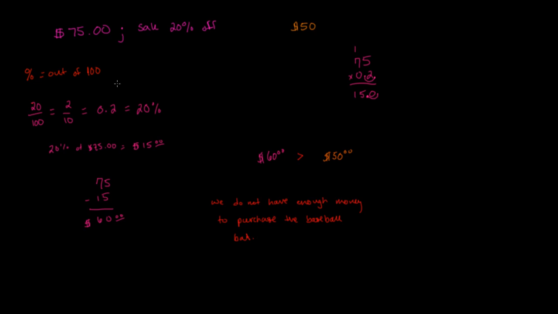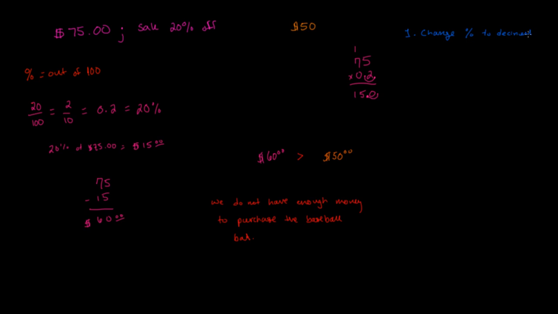So when you're actually trying to find a markdown or a percentage off of something, just to recap, your first step is to change the percent to a decimal. You can do that easily by converting it to a fraction out of 100 and then simplifying. You can also just move the decimal place over twice. 20 moved over twice gives you 0.2. So you can do that in one of two ways.